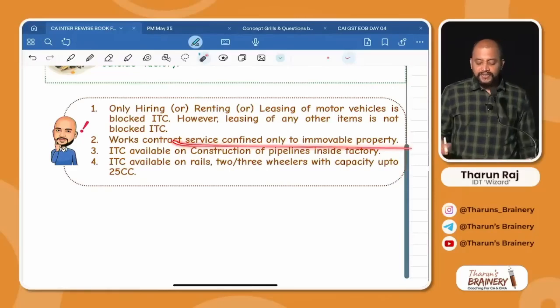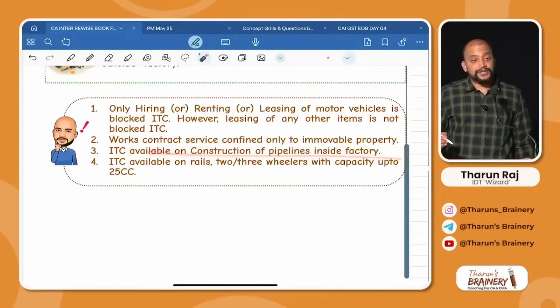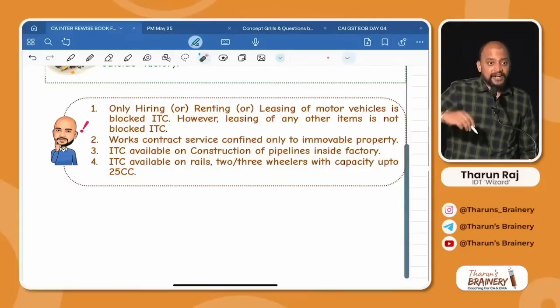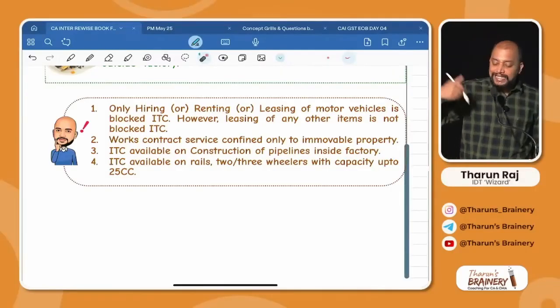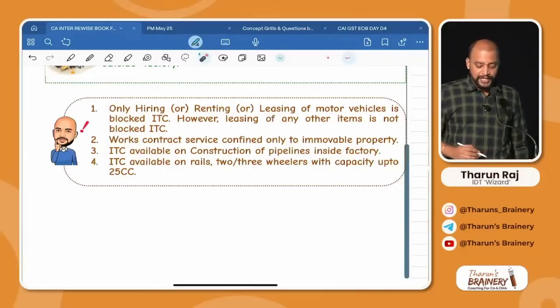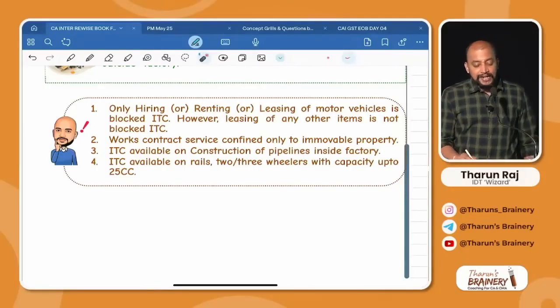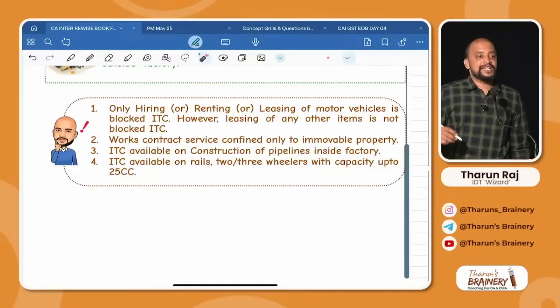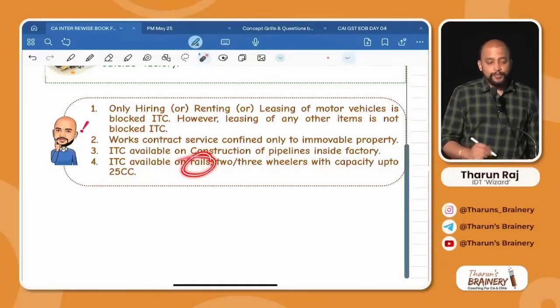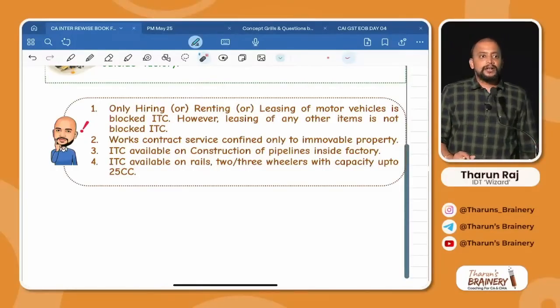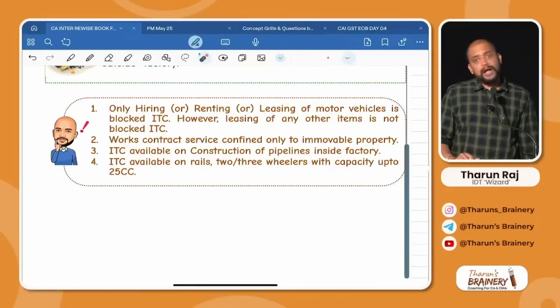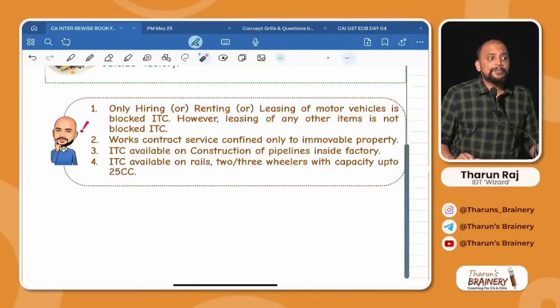And works contract service is confined only to immovable property. ITC is available on construction of pipelines inside the factory, because only pipelines outside the factory are excluded from plant and machinery, but pipelines inside the factory are plant and machinery. ITC is available on rails, and 2 or 3 wheelers with capacity up to 25 cc. So, rail is not a motor vehicle. So, rail purchased. Who will buy rail? Government will buy rail, even others also will buy.